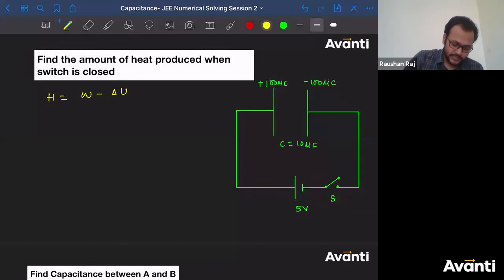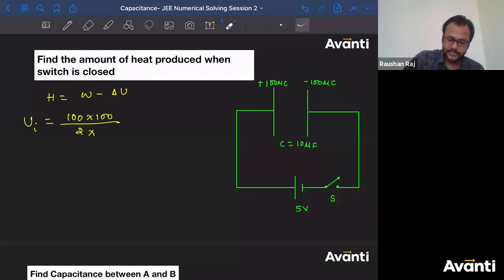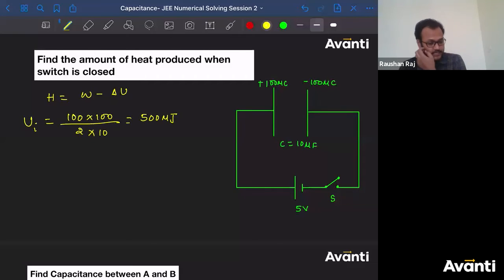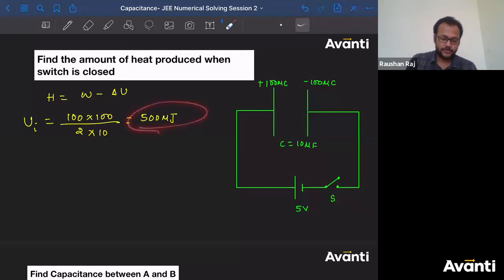First, let us find what is UI. So what is the formula बच्चा लोग? Q square by 2C. So what is Q square? तो 100 into 100 divided by 2 into what is this capacitance? 10. तो put the value here 10. तो कितना करेक्ट आंसर मिला? 25, मतलब 500 microjoule. So initially the potential energy stored in the capacitor is 500 microjoule.